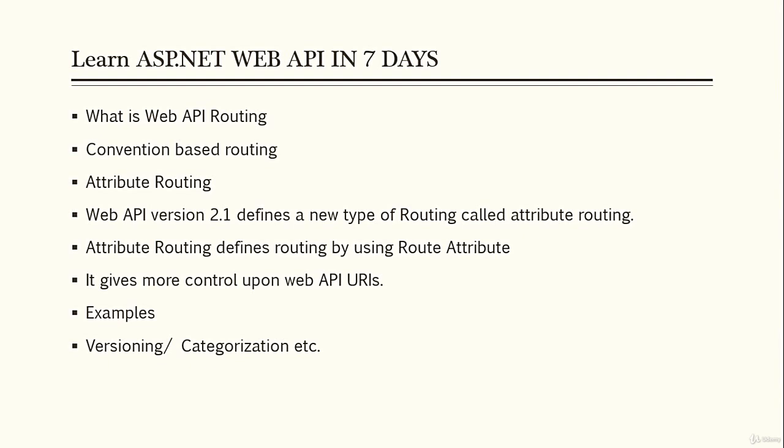is attribute routing. So Web API version 2.1 actually defines a new type of routing, and that is called attribute routing. So attribute routing is actually implemented by defining route attribute on the API calls or API methods. When we write an API method in an API controller, we have to define an attribute called route, and inside that attribute we can define the path of the URI. Now this type of routing gives more control over Web API URLs.